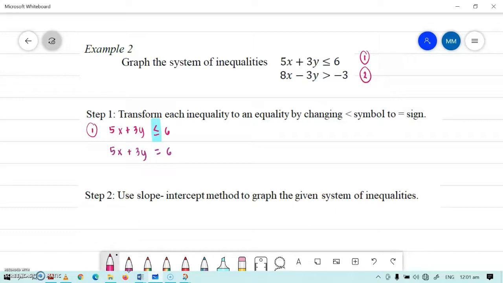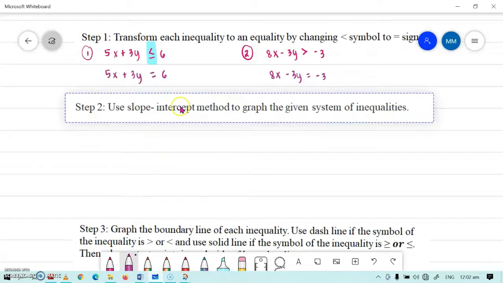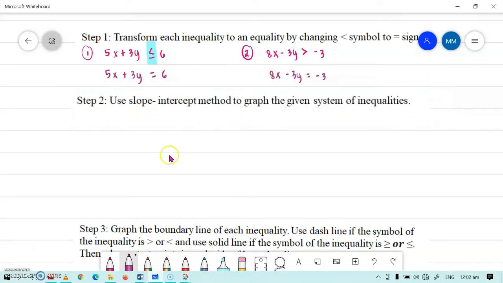And for the second inequality, we have here 8x minus 3y is greater than negative 3. So changing greater than into an equal sign, we have 8x minus 3y is equal to negative 3. Okay, so now that we are done with step 1, let's proceed to step 2. For step 2, use the slope-intercept method to graph the given system of inequalities.